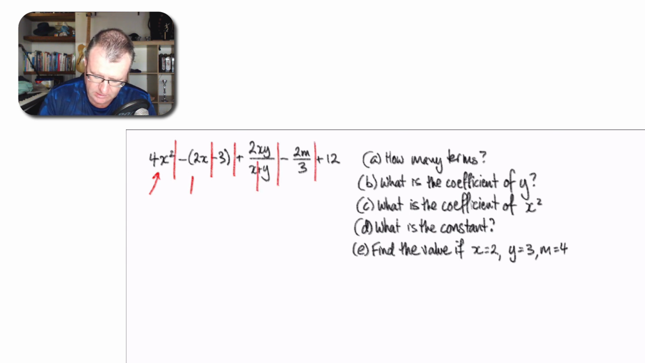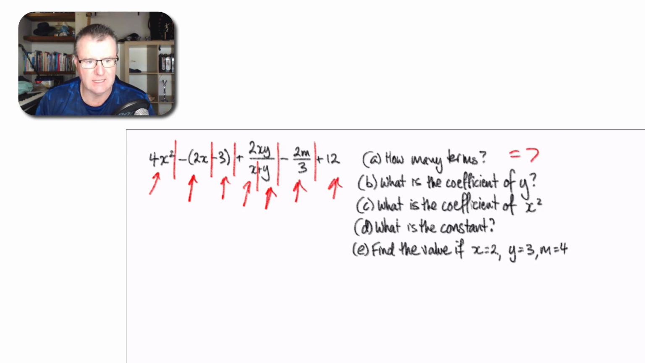So I would say there are 1, 2, 3, 4, 5, 6. I'm going to go with 7 terms in that expression. Now, I think in class we did something a little bit different, but I would give you that answer, or I'd give you the one we did in class. Both would be correct. But in this case, every time I see a plus or a minus sign, if I split it, it's a term.